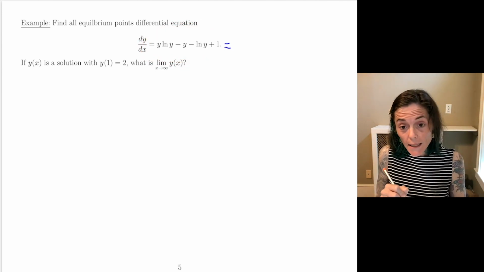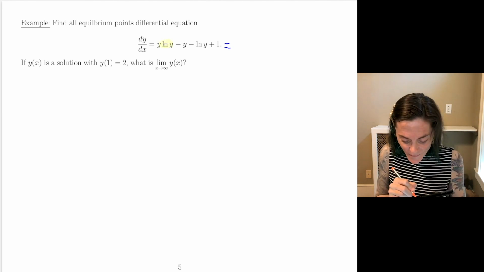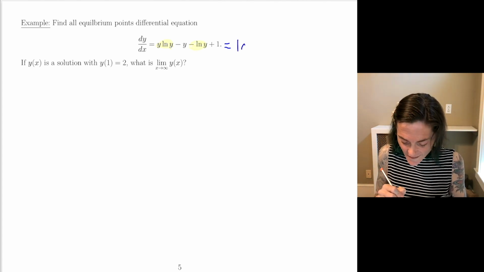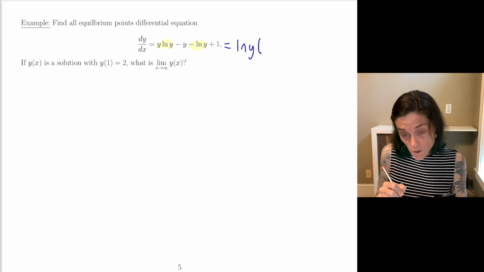We have ln y appears in this term and this term. So I will have ln y times y minus 1.